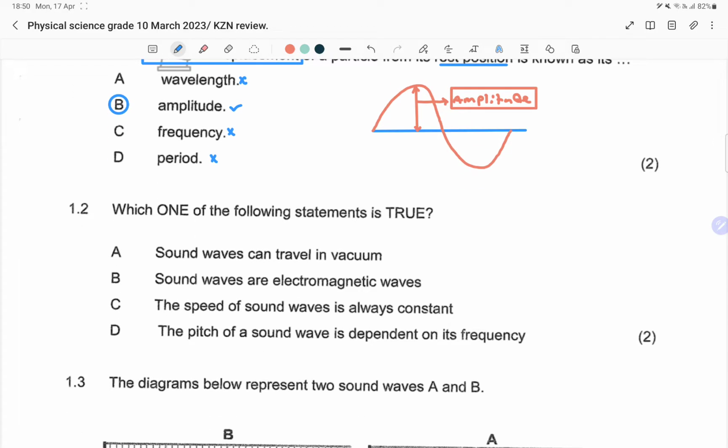Now, which one of the following statements is true? Sound waves can travel in a vacuum. Well, we don't think so. No. The answer is a definite no. Sound waves are electromagnetic waves. No, they are not. Remember, what are the electromagnetic waves?